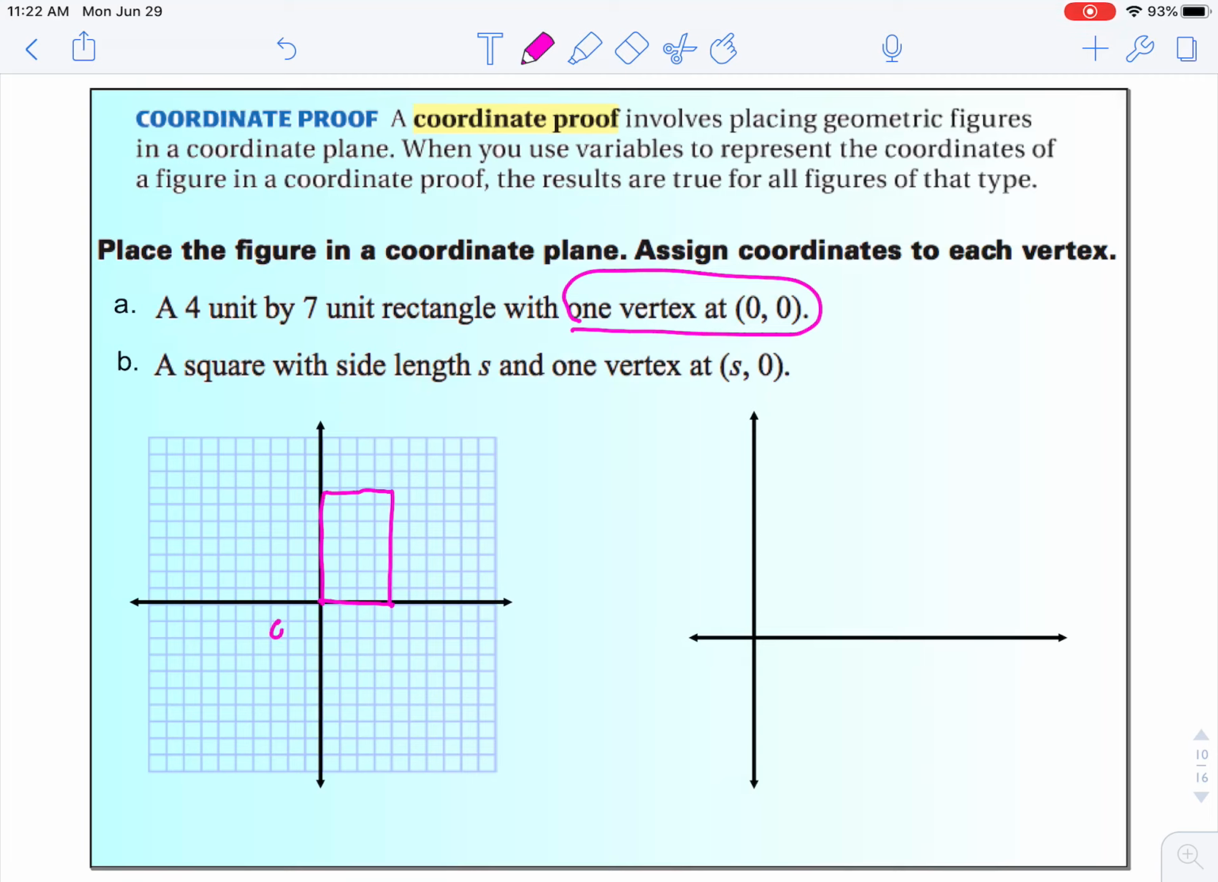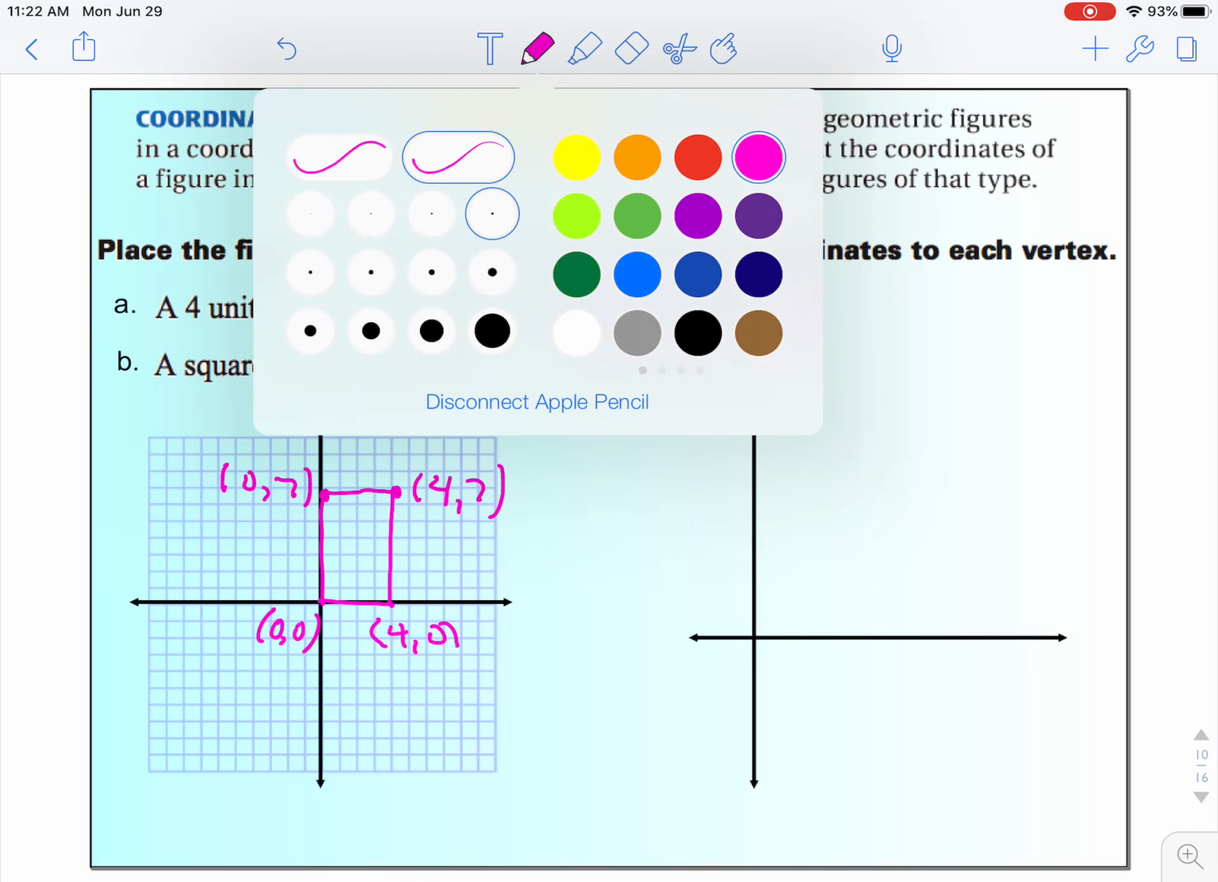So notice that one of my coordinates is 0, 0. This coordinate right here is the ordered pair 4, 0. This ordered pair right here is the ordered pair 0, 7. And so then this ordered pair, I mean, it's easy when we have numbers, is going to be the ordered pair 4, 7. Now, we didn't have to do it that way.